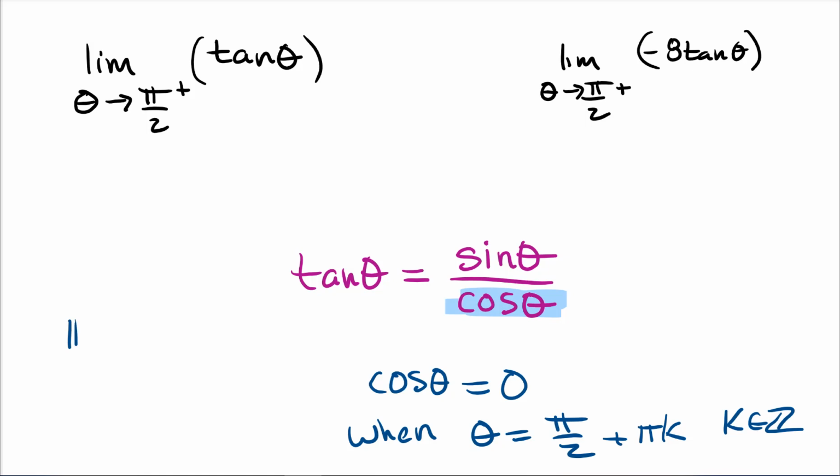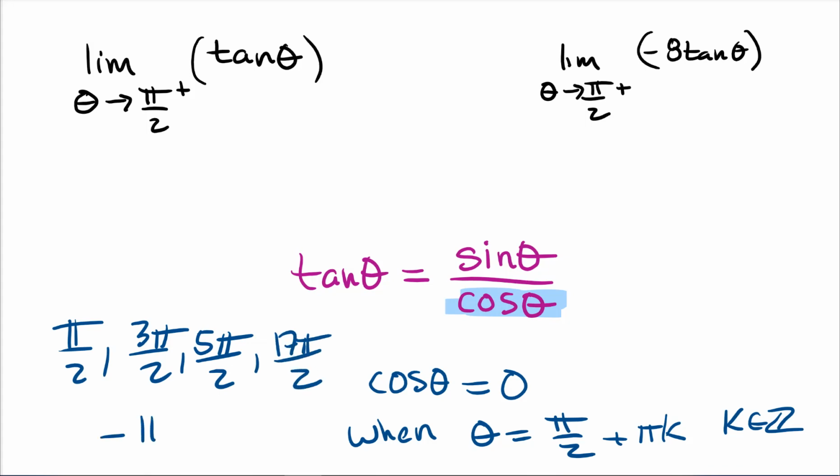So let's talk about odd multiples of pi over 2. Pi over 2. 3 pi over 2. 5 pi over 2. 17 pi over 2. Negative 111 pi over 2. So if it doesn't reduce down and you've got a 2 in the denominator for tangent, that's bad. Can't have that. So that's why a vertical asymptote is going to appear.